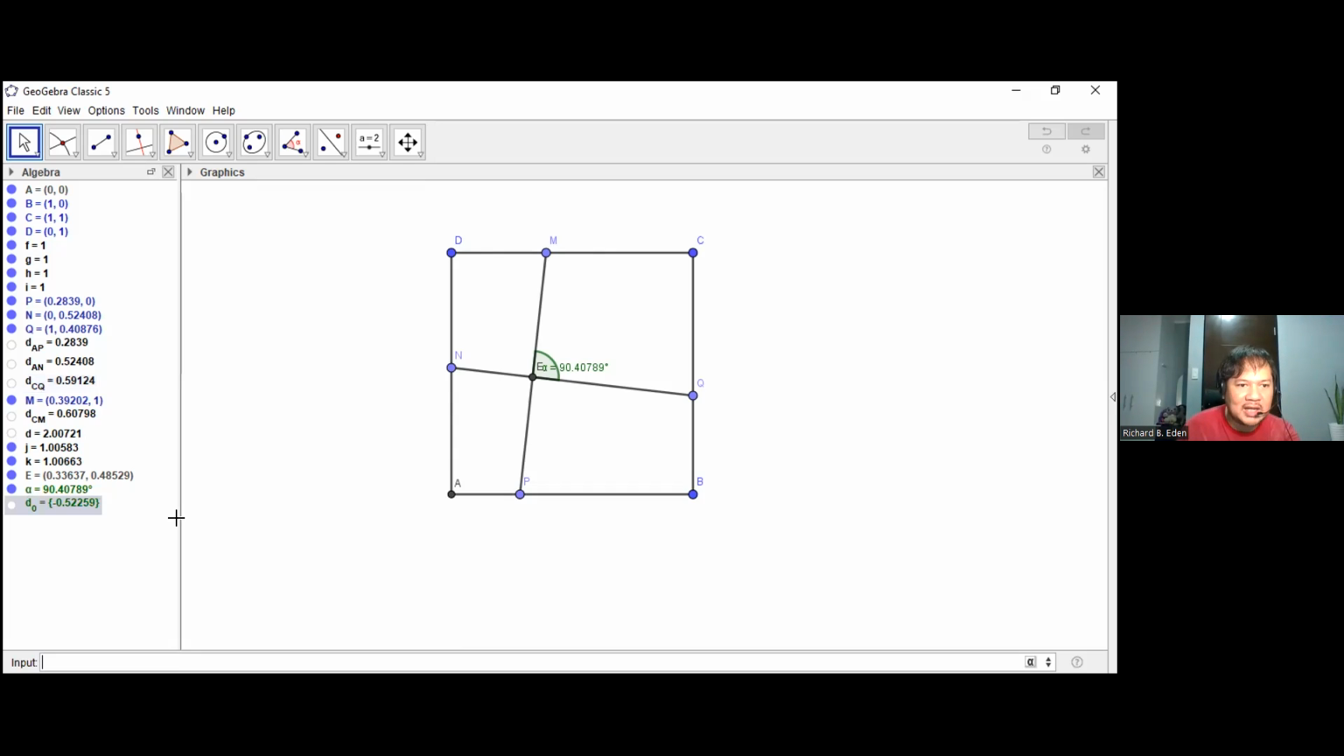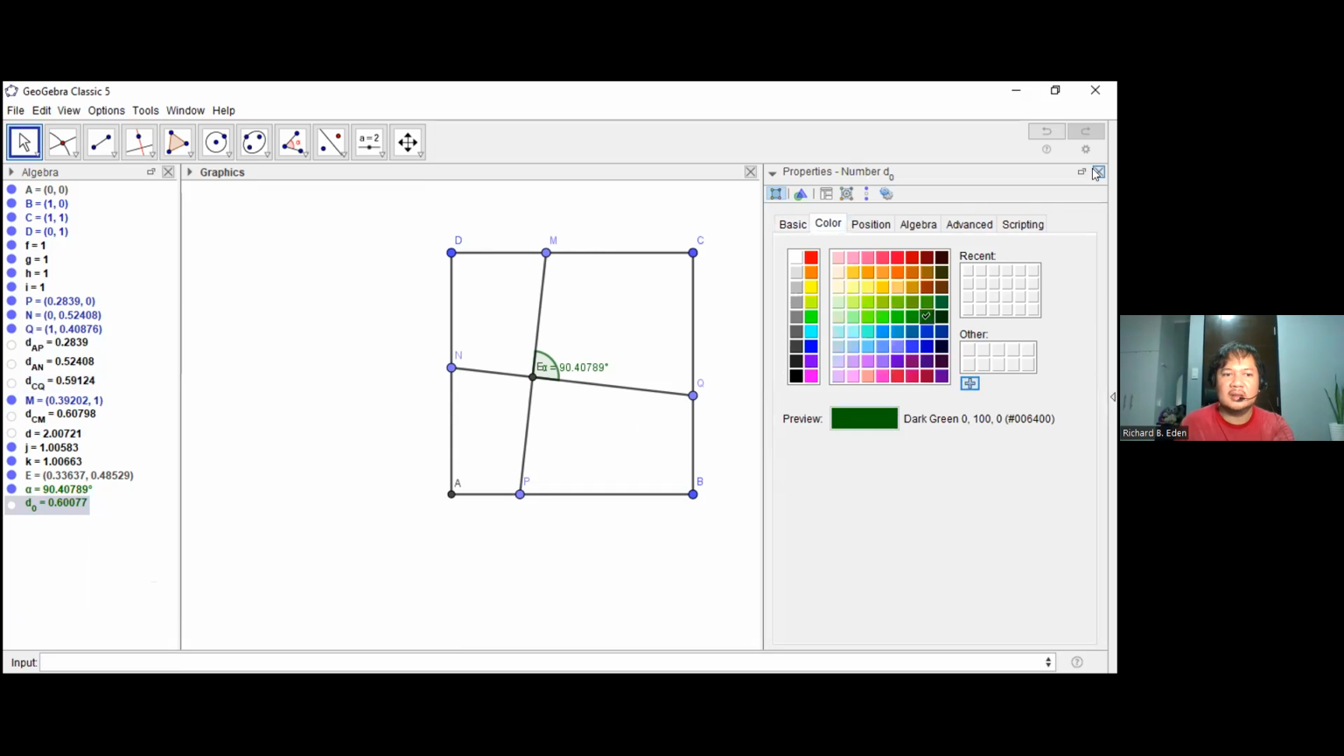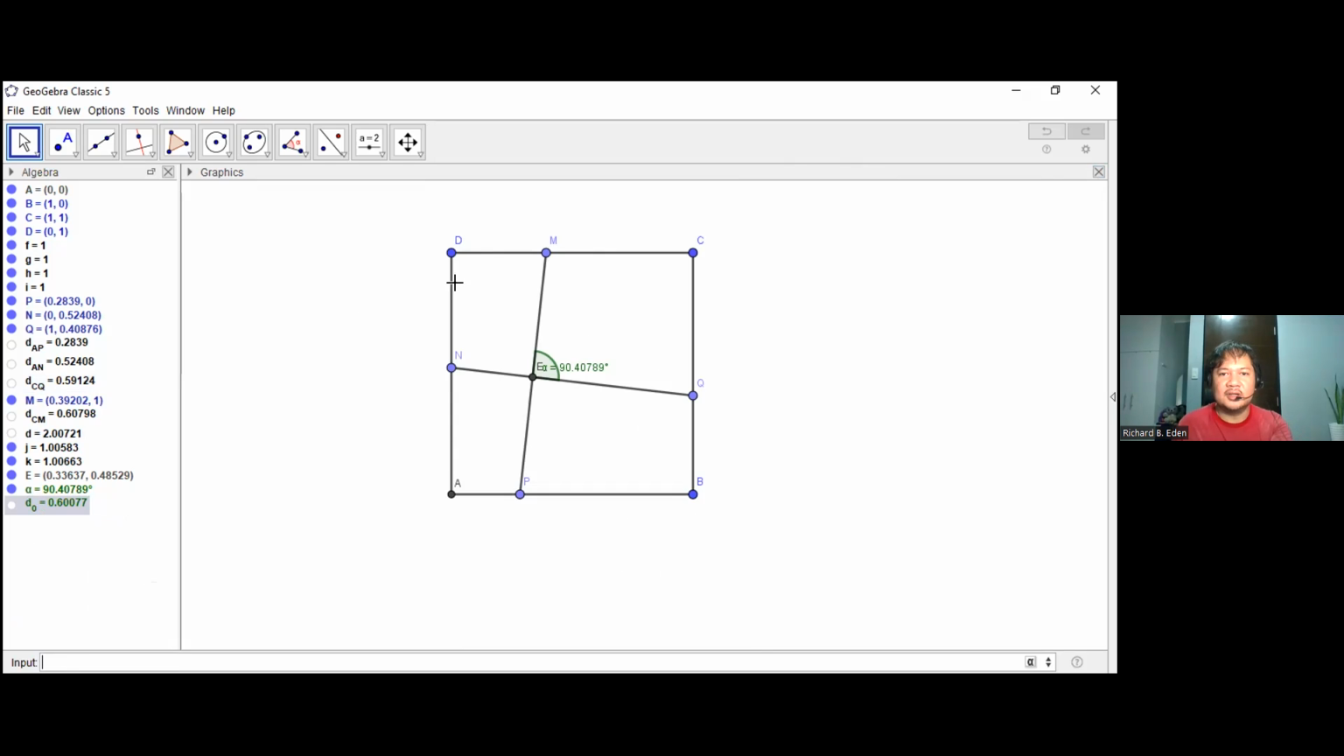So, oh wait, hold on. What happened there? Object properties. D sub 0. Oh, all right. I forgot the. All right. So currently, ito na lang nung kulang, nung D sub 0.7197.